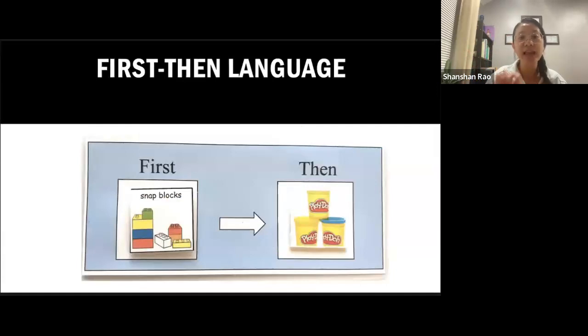Use first-then language. That also helps the student understand that they have to work first and then get the reward, right? They have to learn that rewards don't come for free. They have to learn to follow rules. And they can also predict that after I work, I'm going to get the reward. So they're going to quickly pick up first-then language if you practice with them. That also would eliminate some problem behaviors.